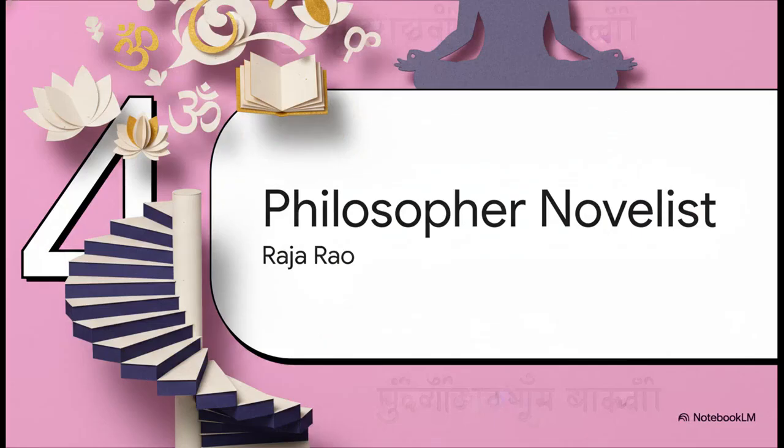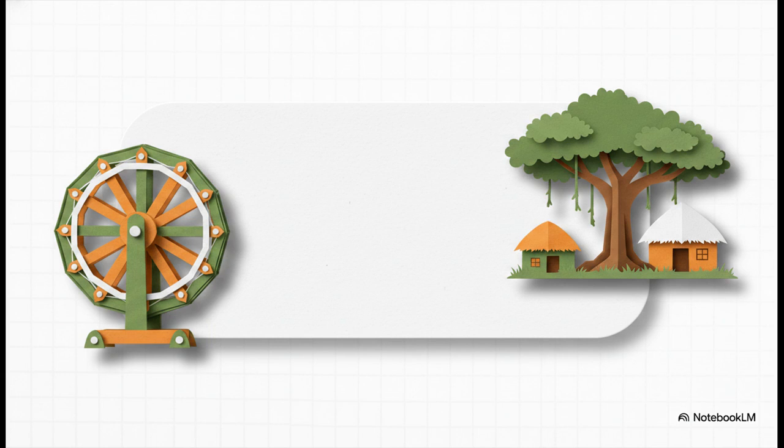Let's move on to our third section now. And as we do, we are ascending to the spiritual and contemplative heights of Raja Rao, the philosopher-novelist. To truly understand Raja Rao, it is absolutely essential to look at his masterwork, Kanthapura. This is actually one of the earliest political novels in Indian English. It masterfully depicts the sweeping, magnetic influence of Mahatma Gandhi on the rural Indian masses.